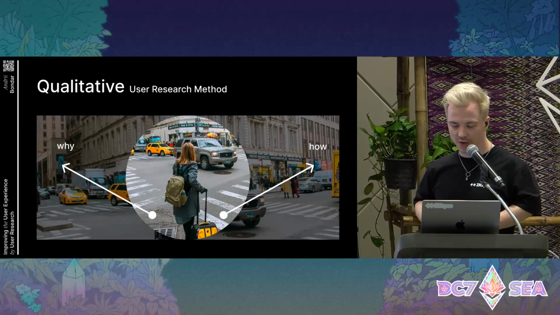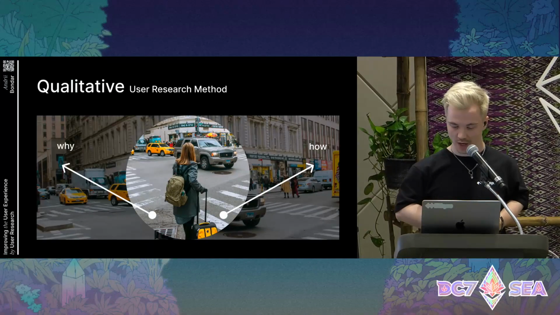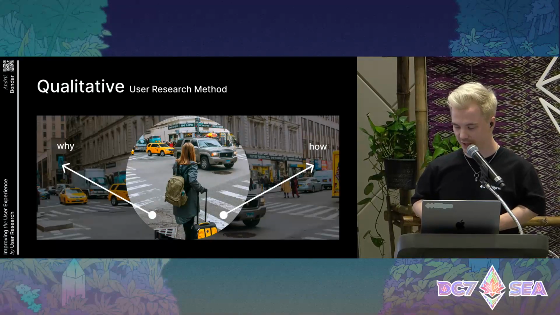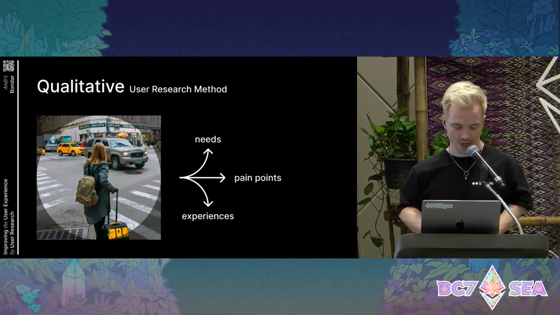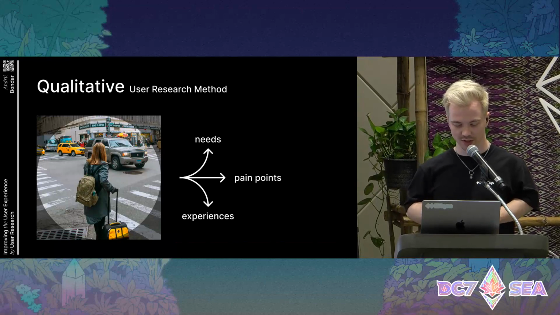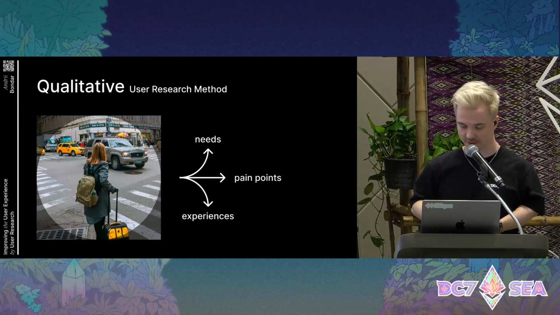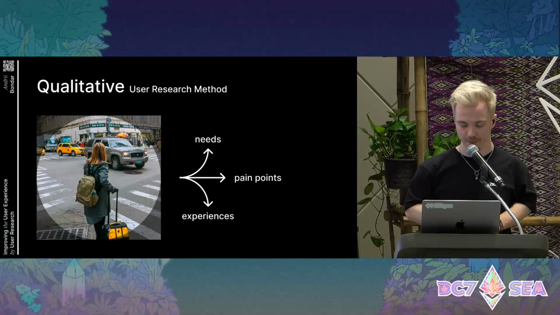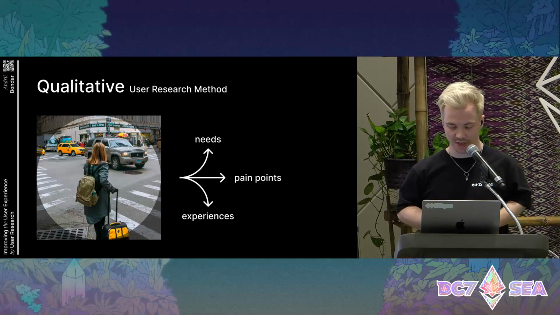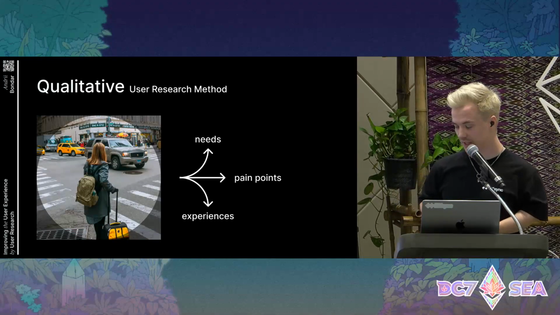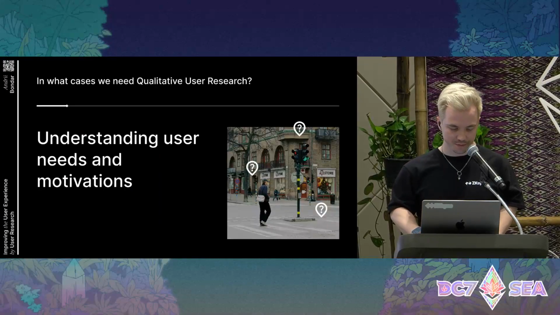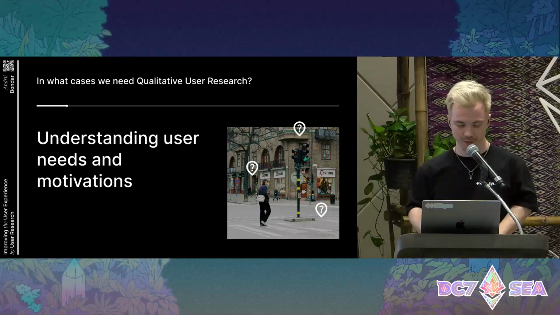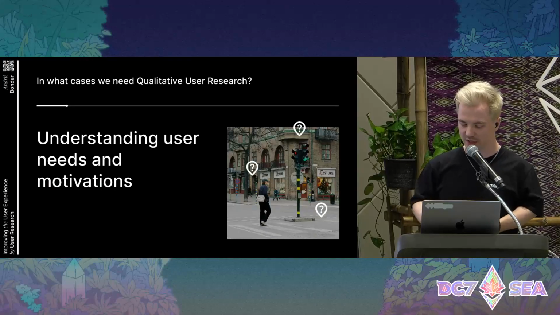Qualitative user research focuses on understanding the why and how behind user behaviors, motivations, and emotions. Qualitative research uses user interviews, usability testing, and field studies to gather in-depth insights. The focus is on understanding their needs, pain points, and experiences, giving us valuable context for user-centric design. In which cases do we need qualitative research? For example, understanding user needs and motivations allows us to deeply explore why users behave a certain way and uncover their pain points.